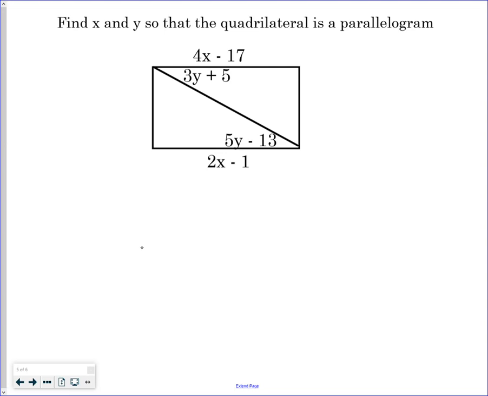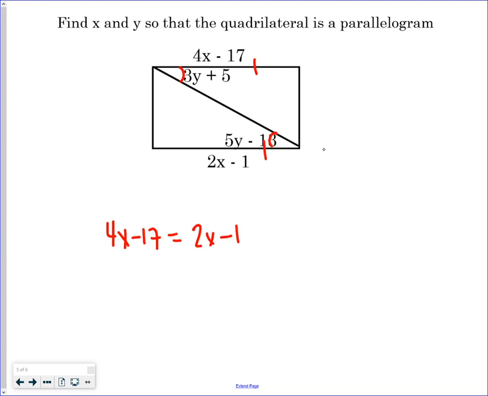Okay? Find x and y so that the quadrilateral is a parallelogram. So they're telling us it's a quad. We know that. It's 4 sides, right? But they're saying make it work so that it is a parallelogram. So if this were a parallelogram, what do I know about these two opposite sides? They're congruent, right? So I already know that I can say 4x minus 17 is equal to 2x minus 1, right? What do I know about these two alternate interior technically angles?